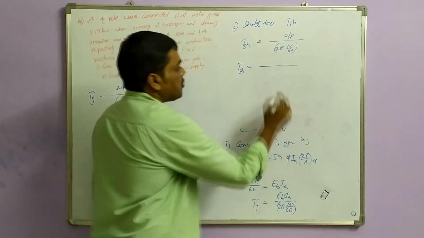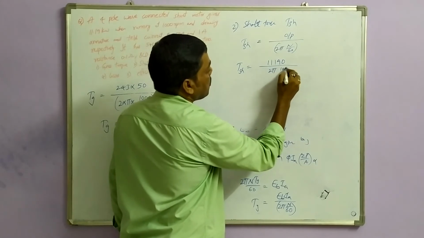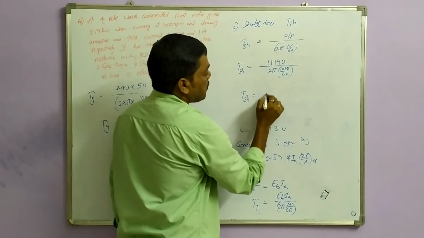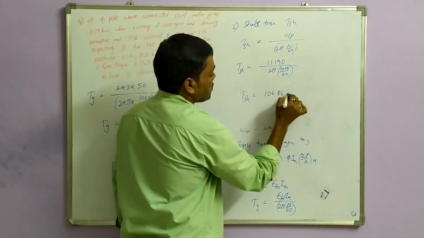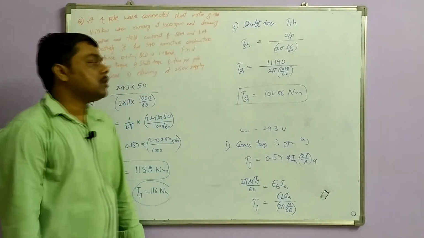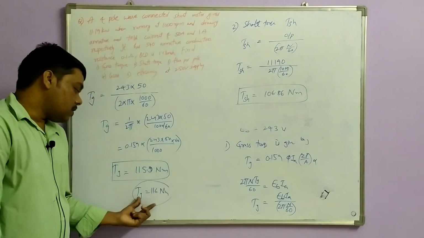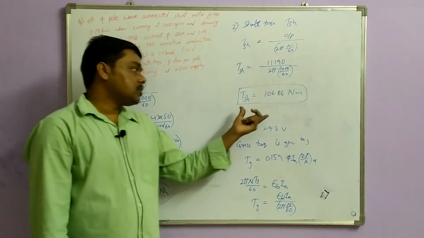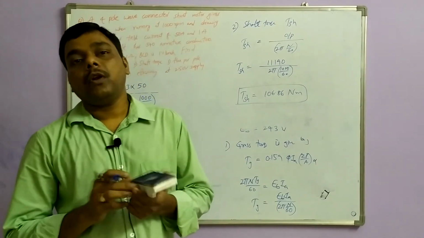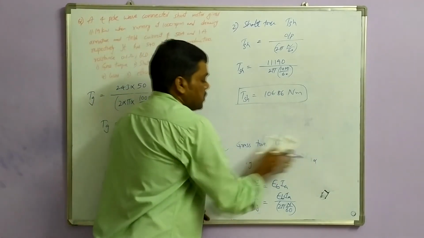11.19 kilowatts, nothing but 11190 watts divided by 2 pi N by 60. Now if you calculate this value, around 10.68 Newton meters. Now this will be the value of shaft torque you are getting. You see here, gross torque is 116 and the shaft torque is 106. So 10 Newton meters of losses takes place in the shaft. So that is the second case.